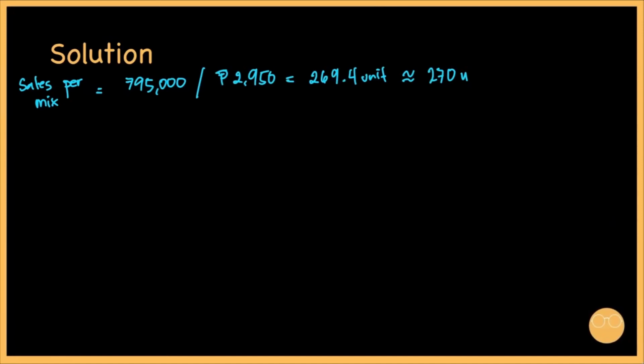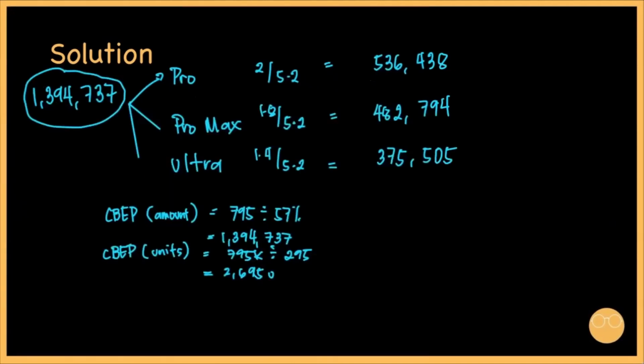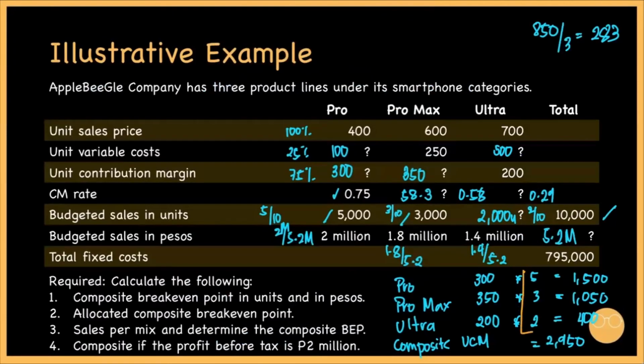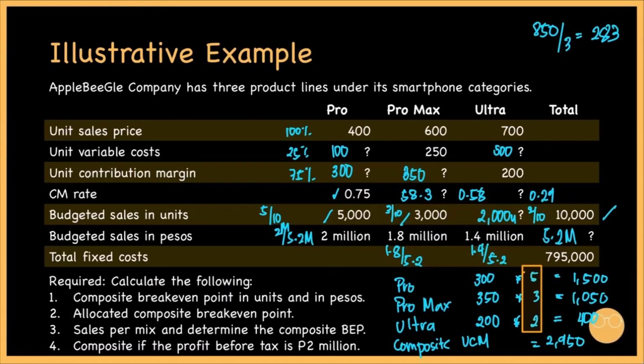Now that we have the sales per mix amounting to 270 units, we can compute for the composite break-even points in terms of units. That will be 270 for the Pro, Pro Max, and Ultra, multiplied by our number of sales mix, 5, 3, and 2. Once again, the sales mix that we will use here is the same sales mix that we used to compute for the composite unit contribution margin. 270 multiplied by 5 gives us 1,350. 270 multiplied by 3 is 810. And lastly, 270 multiplied by 2 gives us 540. Let's sum it all together. Answer, 2,700 units.